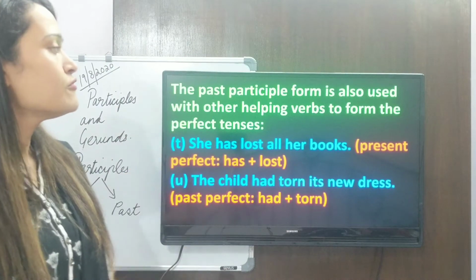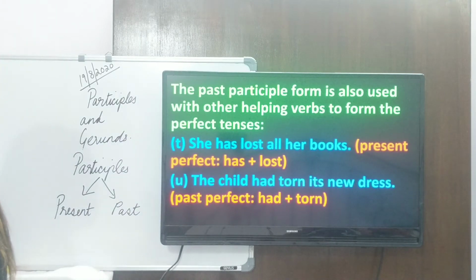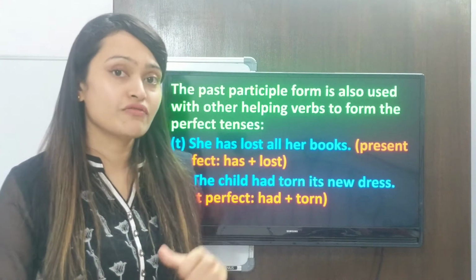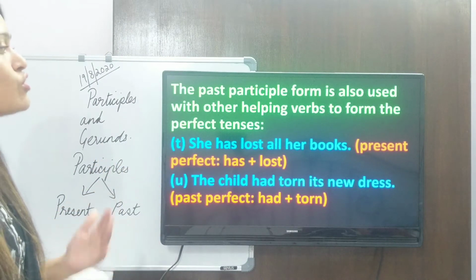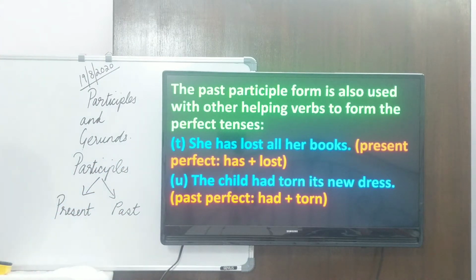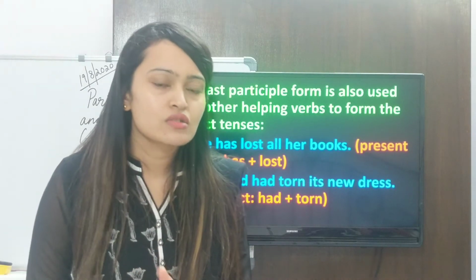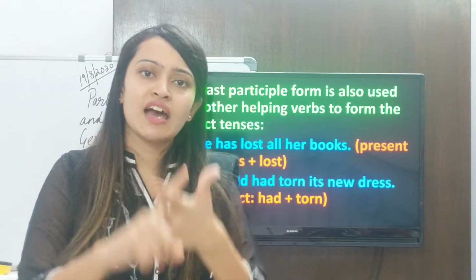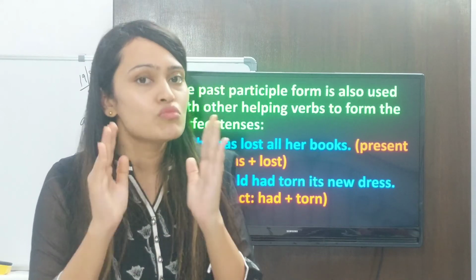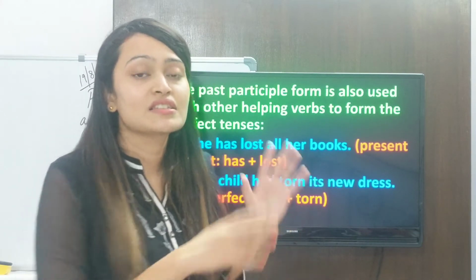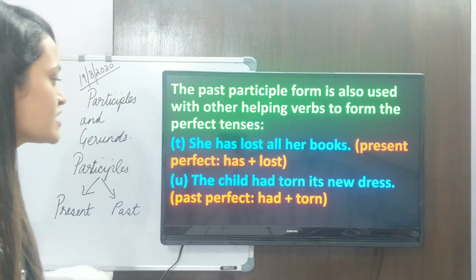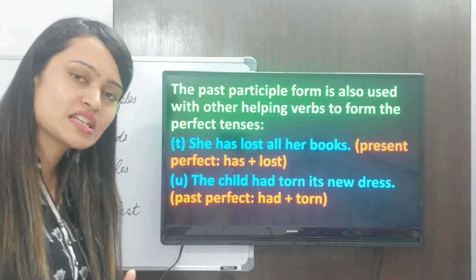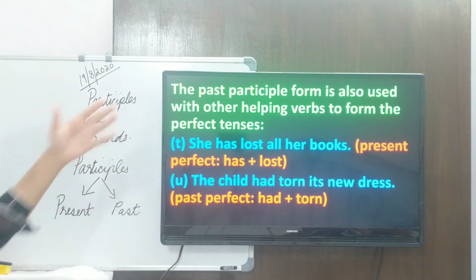The past participle form is also used with other helping verbs to form the perfect tenses. I told you the two examples. We've just seen the adjective. Now we're seeing the perfect tenses. She has lost all her books. This is present perfect tense. Now children, in the case of perfect tenses, always remember we have the helping verbs, the auxiliary verbs, has and have. If you see has and have, most probably this will help you understand this is a perfect tense, whether it is a simple perfect tense or a past perfect tense. Has, had, have are used as helping verbs to frame perfect tenses.